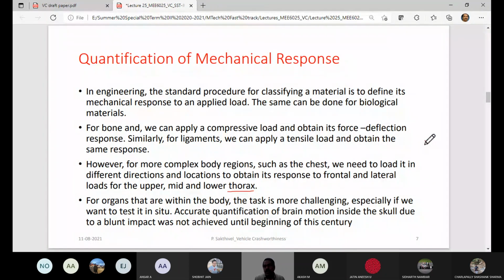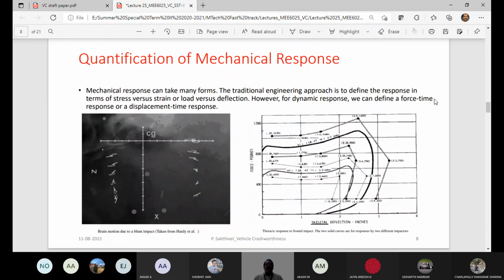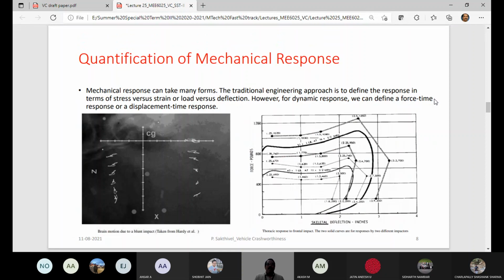The third objective is what is called tolerance level due to impact. So how do you go about doing it? So quantification of mechanical responses is the third objective.